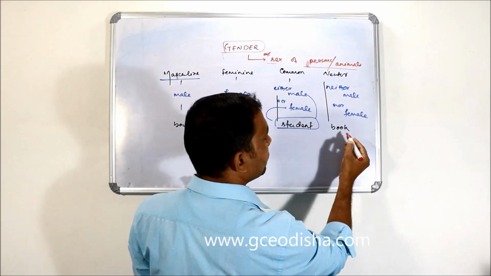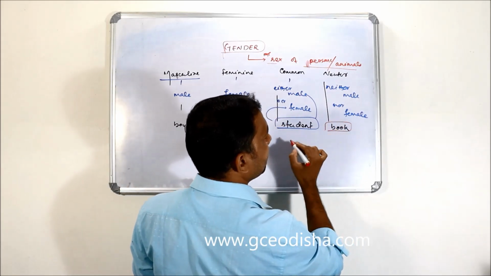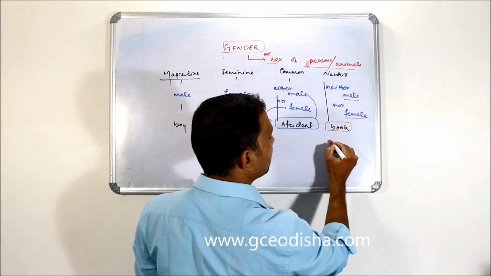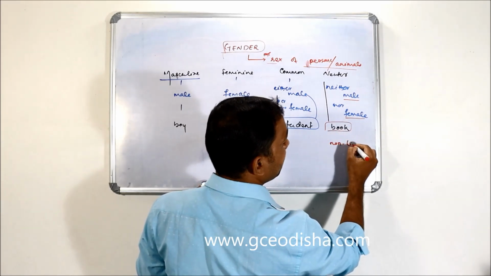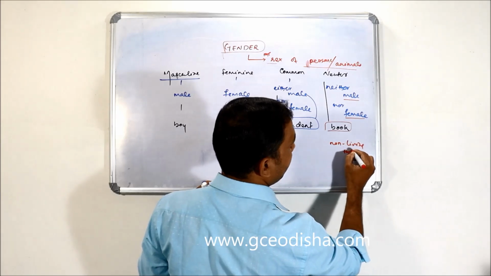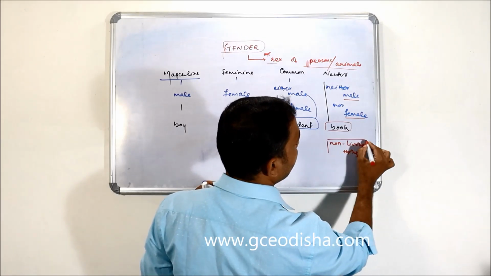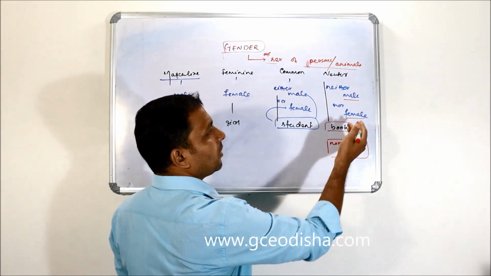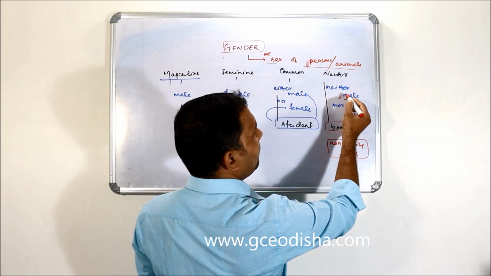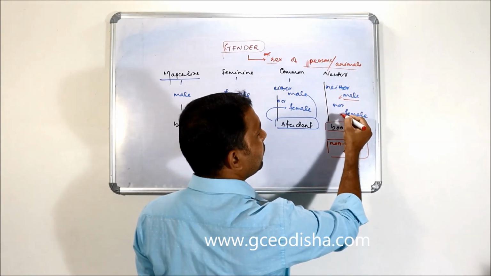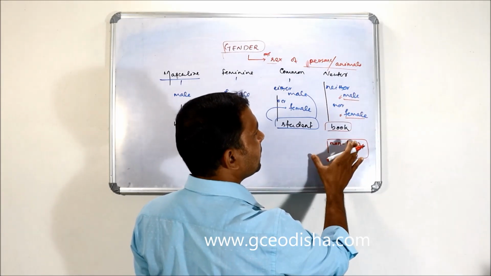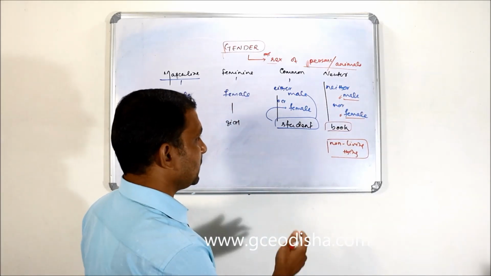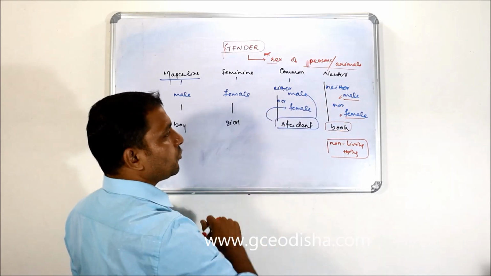Next one, book. Book is neither male nor female. Book is a non-living thing. So non-living things don't show any gender to us. Generally, non-living things are neither male nor female. So this part is over.